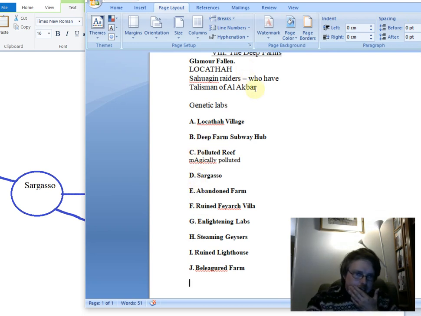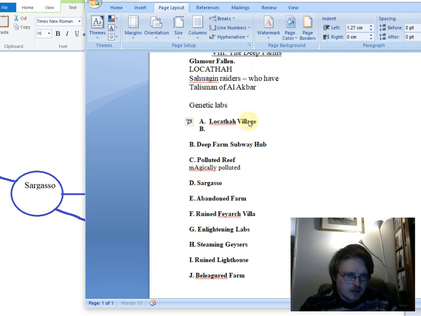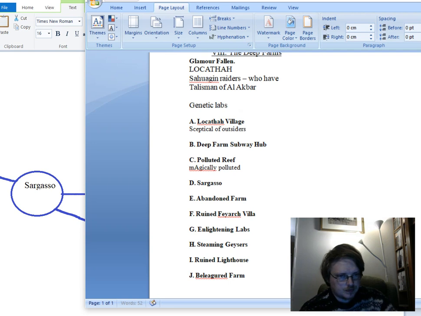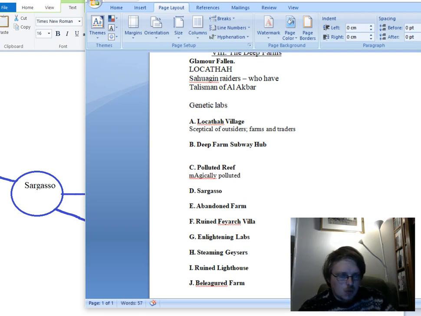Great. Okay, so I'm just going to give us one sentence descriptions here. Farms, and so they're skeptical of outsiders. They've got farms and traders. That's the Locathah village. That's the very brief, the half sentence description. The deep farm subway hub, ruined but with salvageable tech.